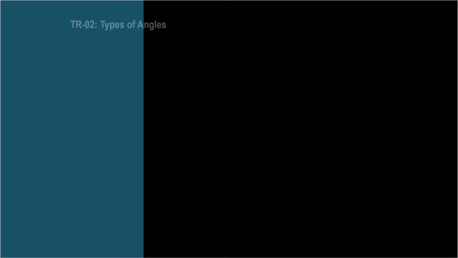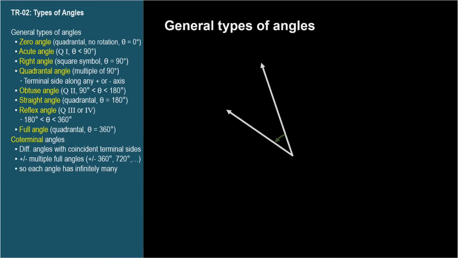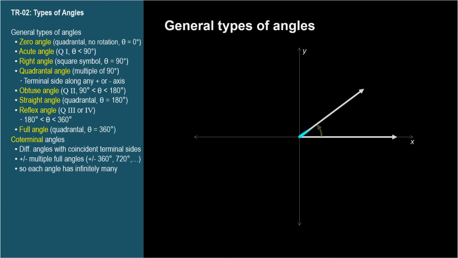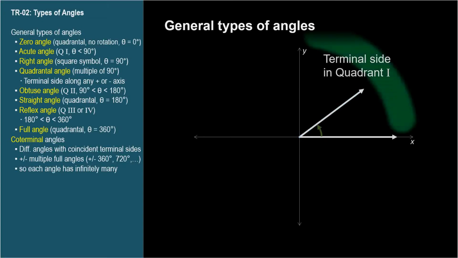When evaluating angles, we'll place them in standard position and focus on the terminal side. When the terminal side lies in quadrant 1, that is, it points anywhere in this area, the angle is an acute angle, greater than 0 degrees and less than 90 degrees.